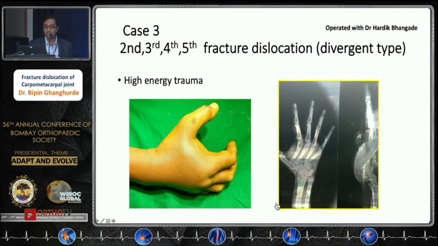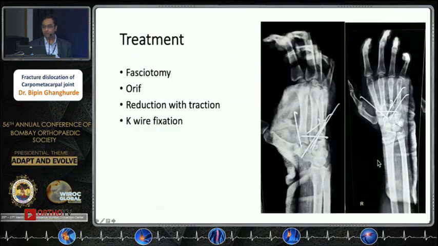Second, third, fourth, fifth fracture dislocation. This is a very unusual type of injury, with only one case report which I have found, by Dr. Kumar from Delhi. It is a very high energy trauma. Similarly, you have to go in and do a fasciotomy. As you can see, the index metacarpal is dislocated volarly, and the rest of the metacarpals are dislocated dorsally in the lateral view. Treatment is again a fasciotomy, and through the fasciotomy incision do ORIF and reduction with traction and K-wire fixation.